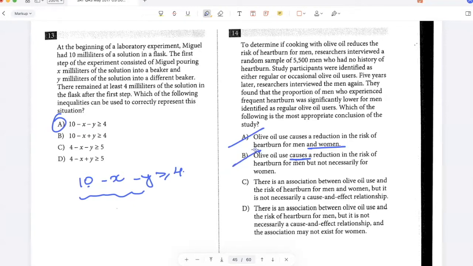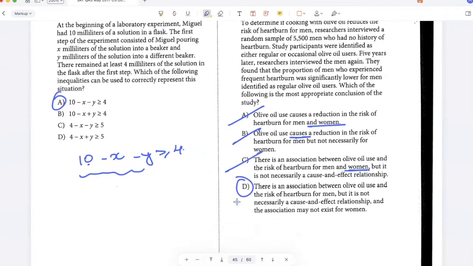There is an association between olive oil use and the risk of heartburn for men and women, but it is not necessarily a cause and effect relationship. Yeah, so this is a good answer, but I don't want to include women, so I'm going to eliminate this. There is an association between olive oil use and risk of heartburn for men, but it is not necessarily a cause-effect relationship, and it may not exist for women. Yeah, so this is the best answer, D.